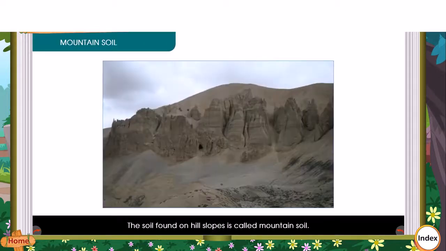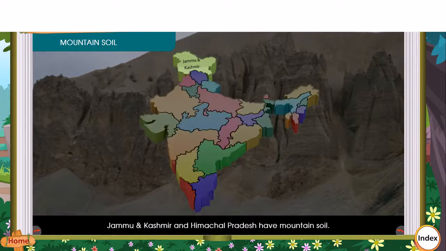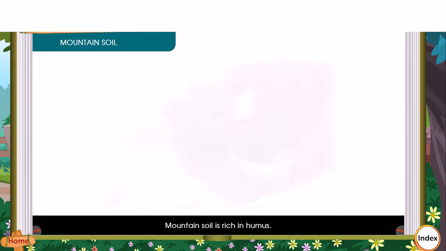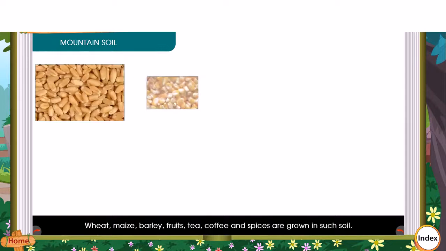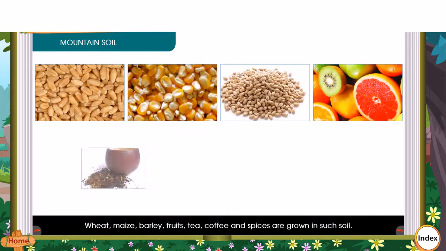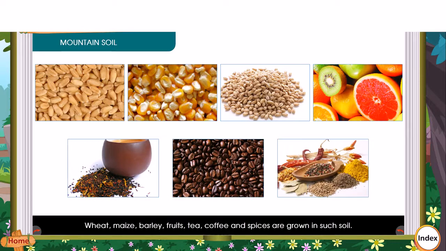Mountain soil. The soil found on hill slopes is called mountain soil. Jammu and Kashmir and Himachal Pradesh have mountain soil. Mountain soil is rich in humus. Wheat, maize, barley, fruits, tea, coffee, and spices are grown in such soil.